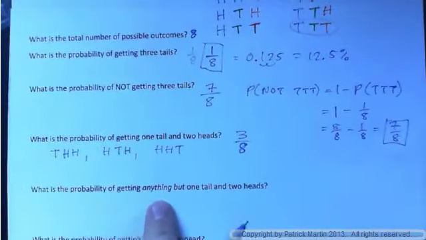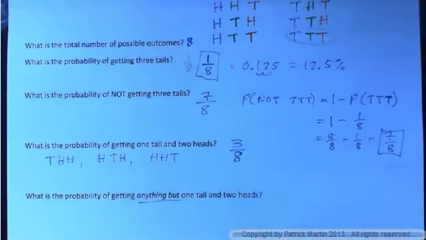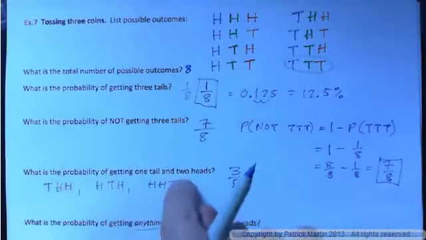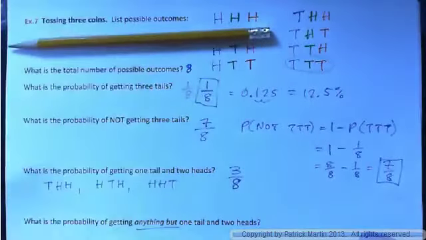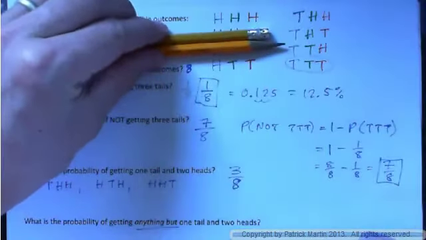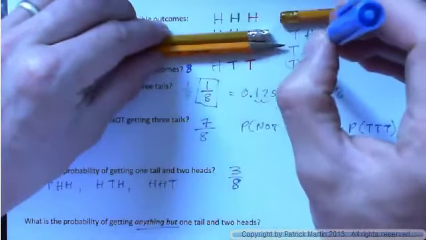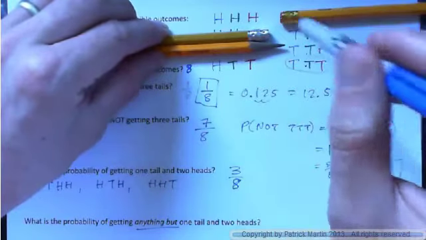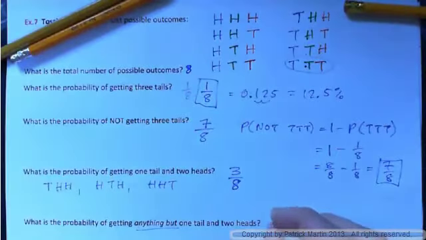What is the probability of getting anything but 1 tail and 2 heads? Anything but these 3 possible outcomes. Press pause and do that one. So, not this, not this, not this, not this, not this, and not this one. That leaves us with 1, 2, 3, 4, 5 possible favorable outcomes out of 8 possible. Okay? So, the answer would be 5 out of 8.